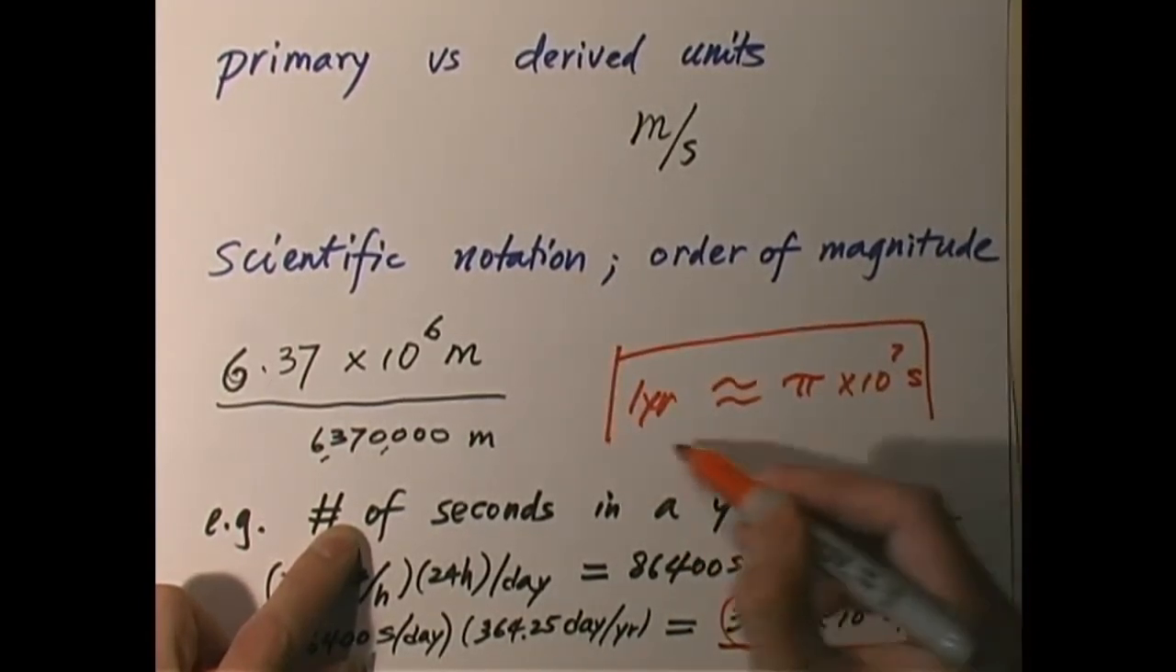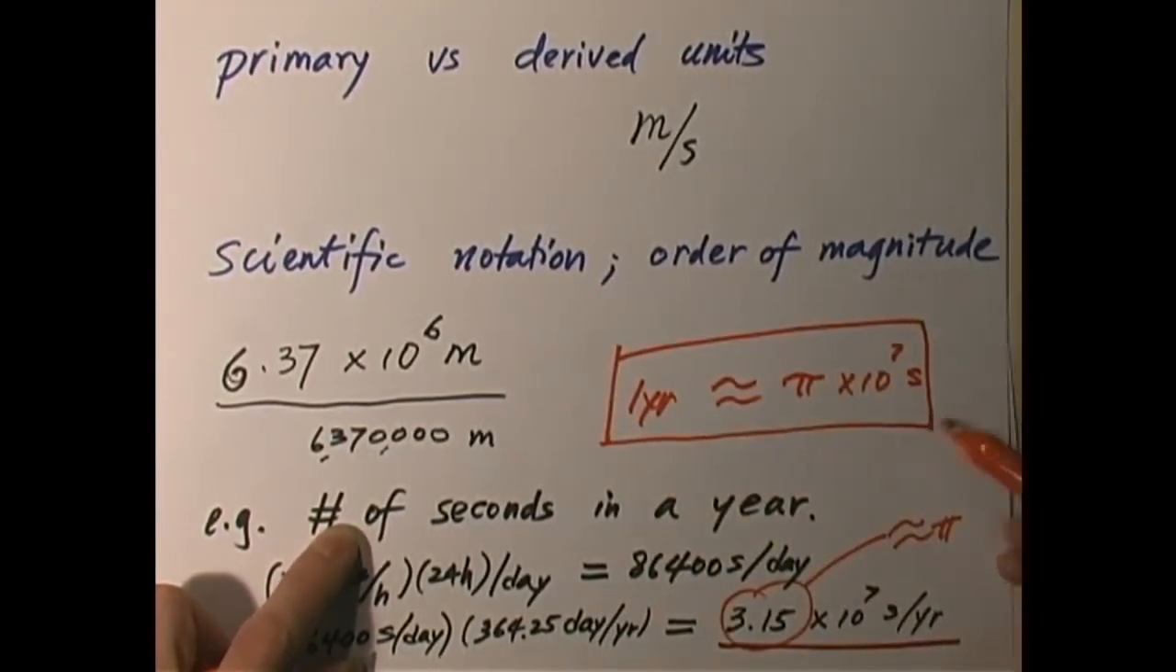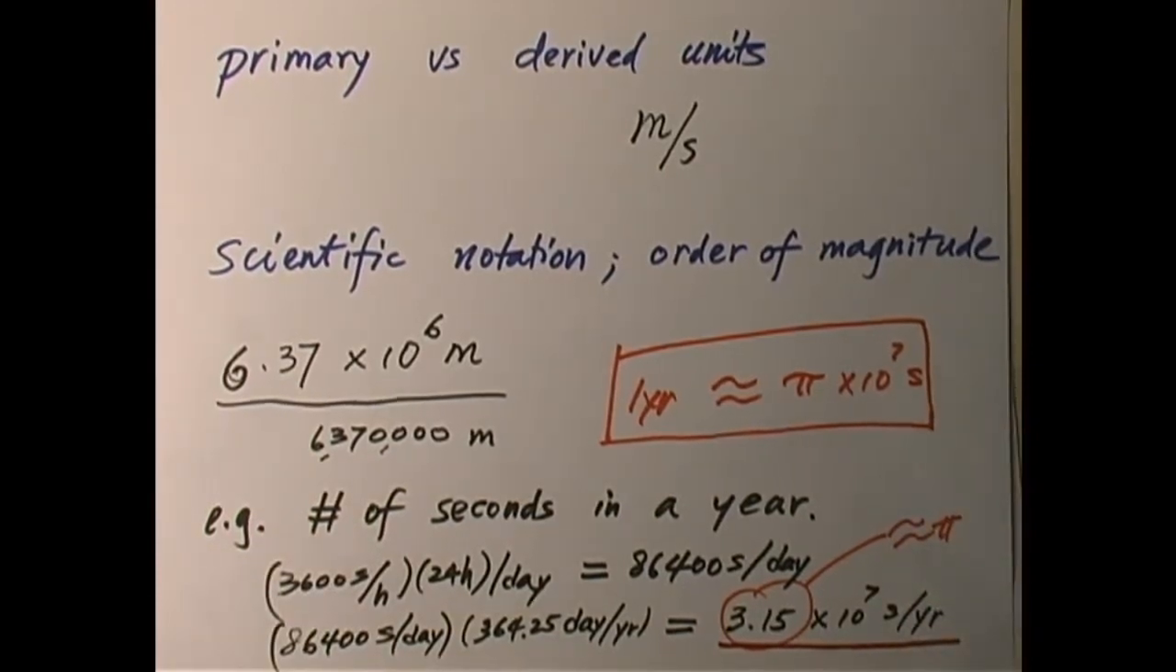Why do we replace it by pi? Because we know pi very well. So roughly speaking, it's 31.5 million seconds in a year. This is an interesting observation. With that, we can easily estimate, for example, how many heartbeats a person goes through in a lifetime, roughly speaking.